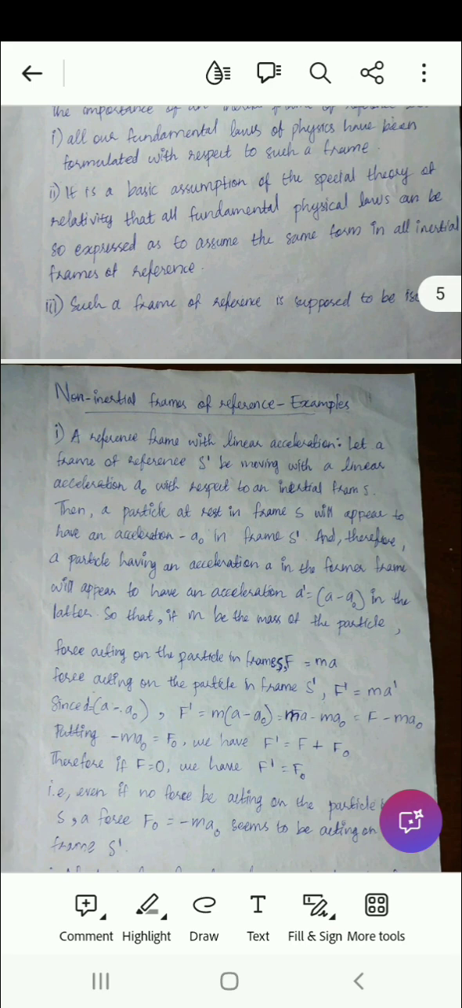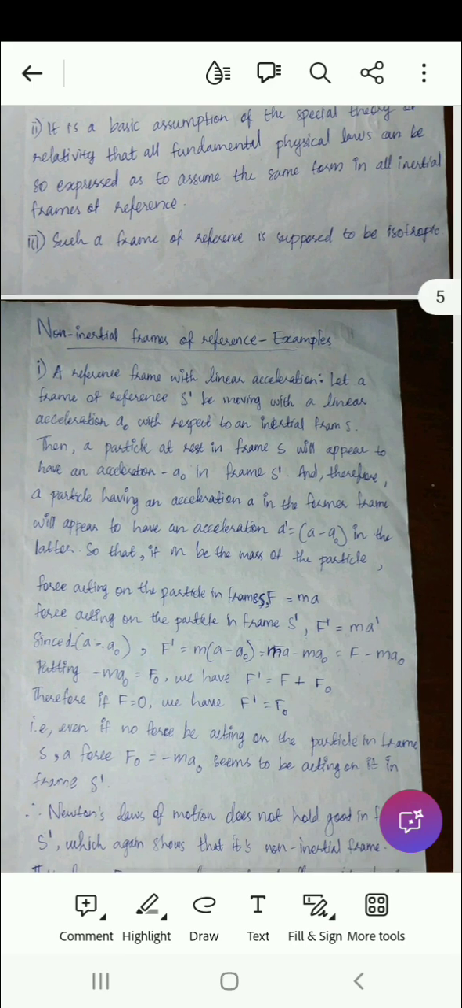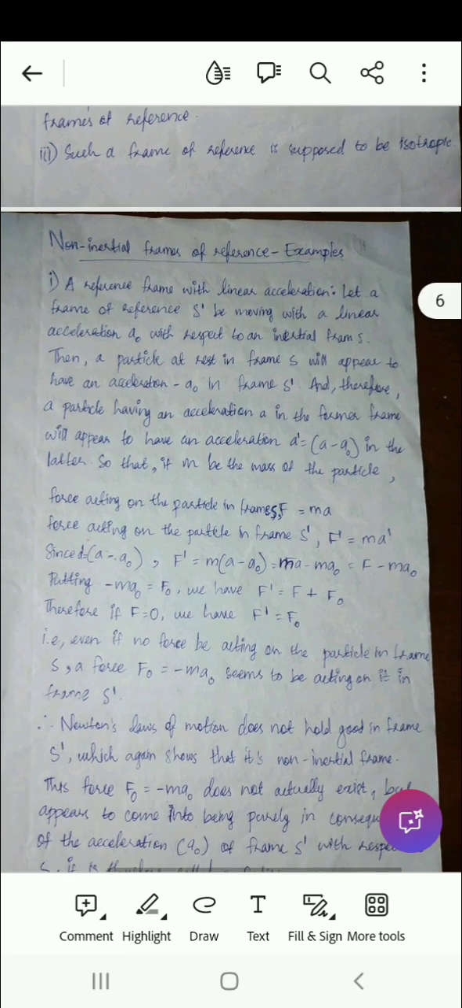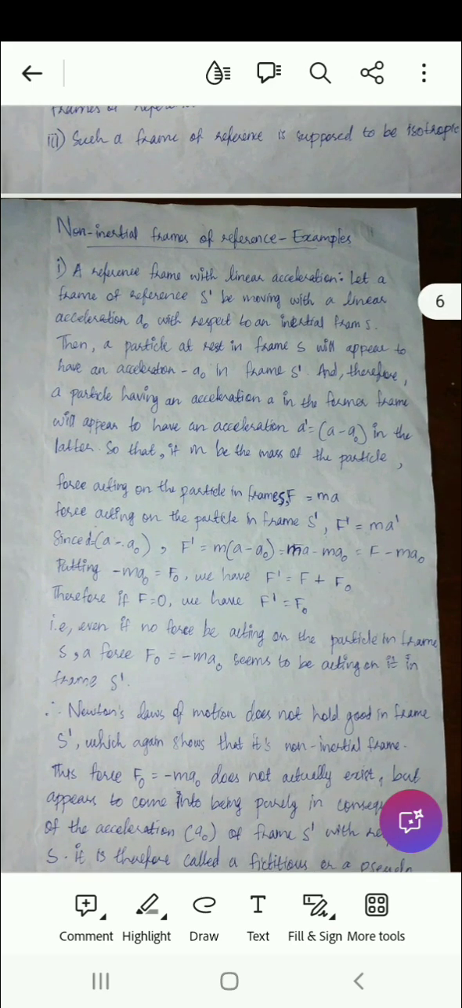So yeah, that's what it is. We'll talk more about it later. And such a frame of reference is supposed to be isotropic. So that's all about inertial frames of reference. Inertial frame of reference and examples.